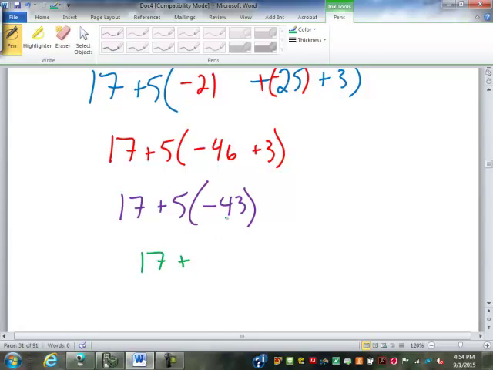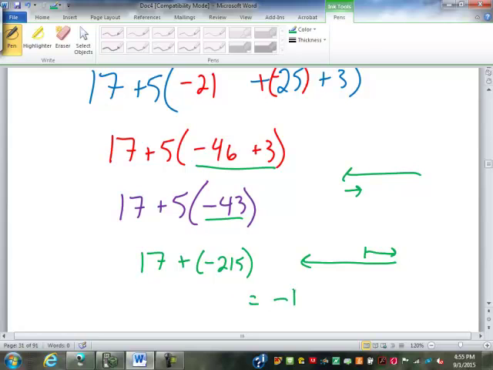So I'll slow down for a second. Let's give you some time. Everybody caught up? Okay, I'll give you a second. So we combine the -46 and 3 to get -43. And now we have the 5 times what's in the parentheses. So 5 times -43 will be -215. So +17 plus a -215 is -198. Very good. Any questions?